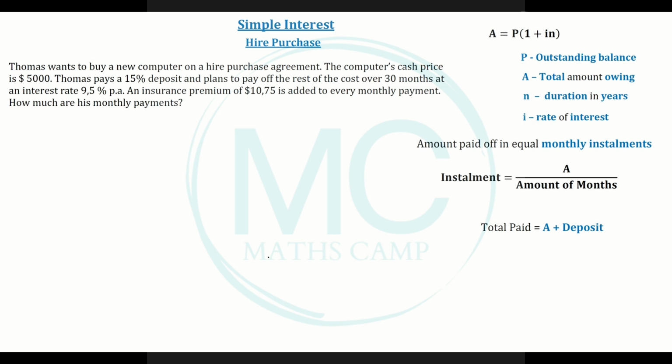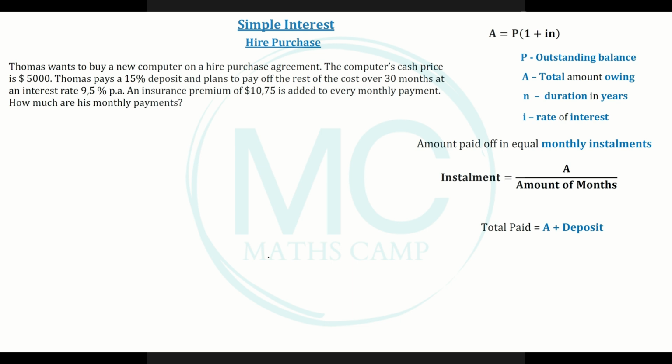Thomas wants to buy a new computer on a hire purchase agreement. The computer's cash price is $5,000. Thomas pays a 15% deposit and plans to pay off the rest of the cost over 30 months at an interest rate of 9.5% per annum. An insurance premium of $10.75 is added to every monthly payment. So how much are his monthly payments?